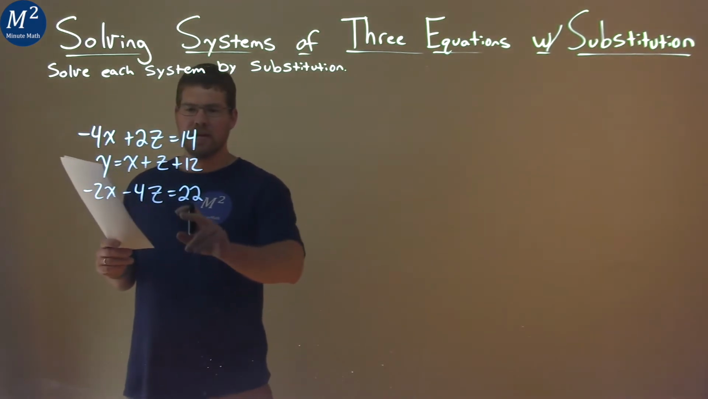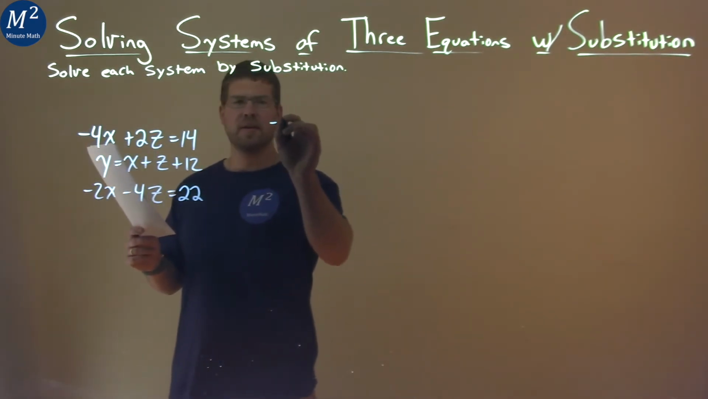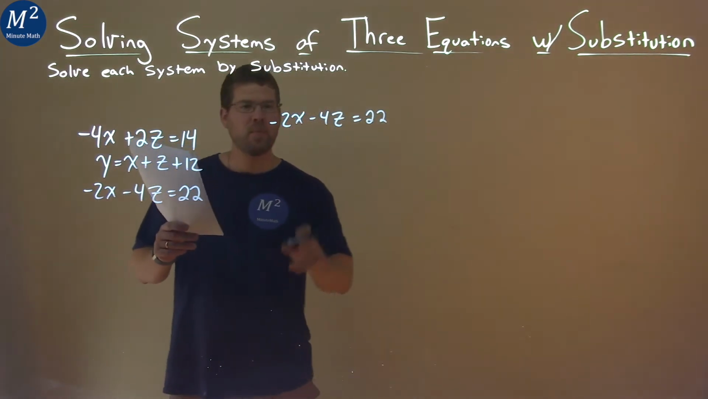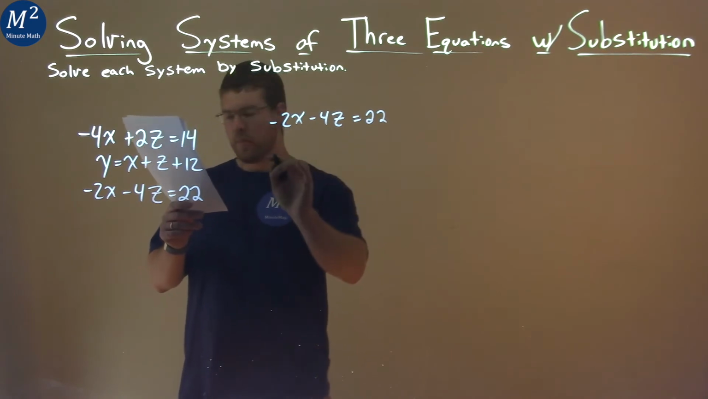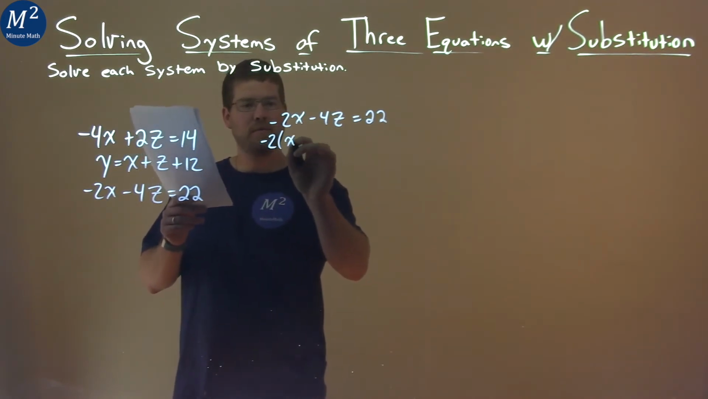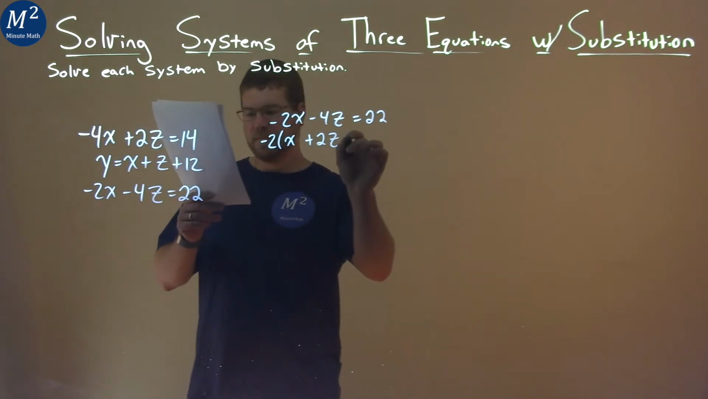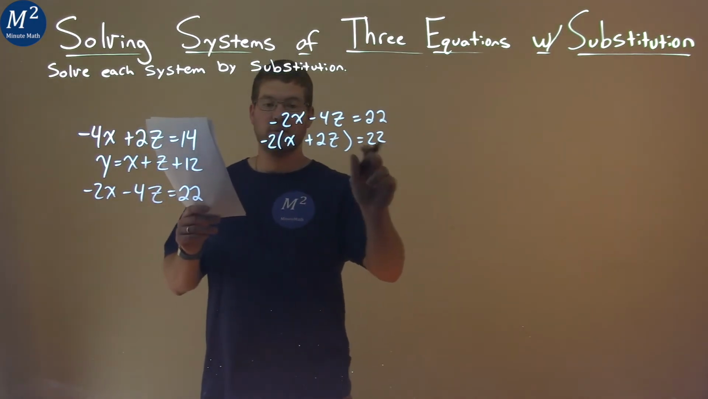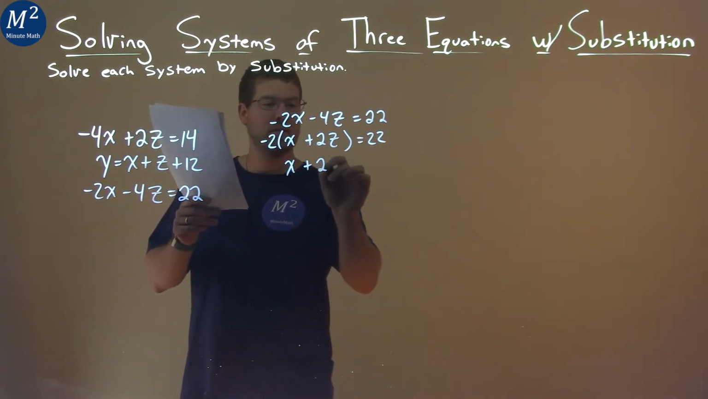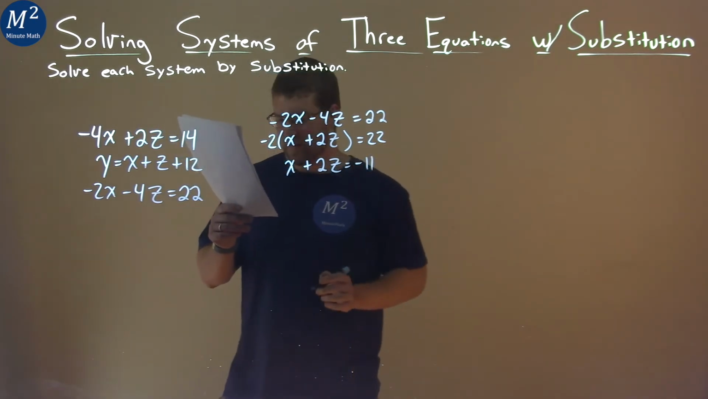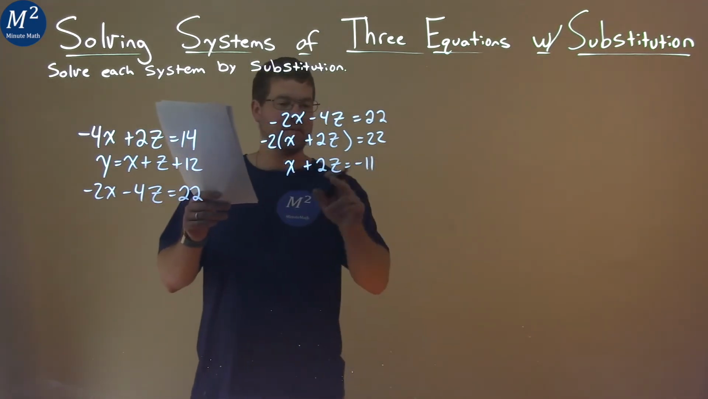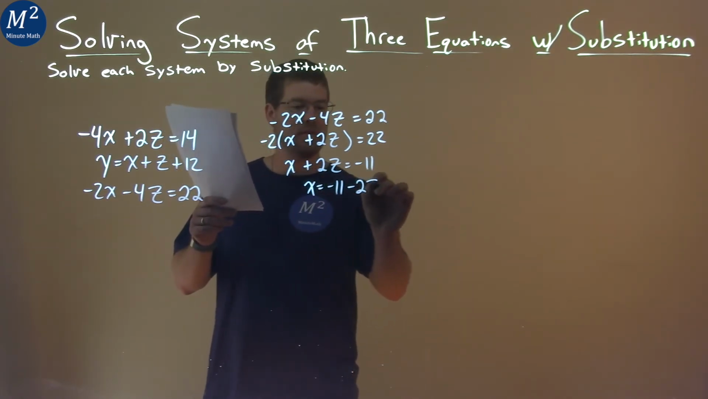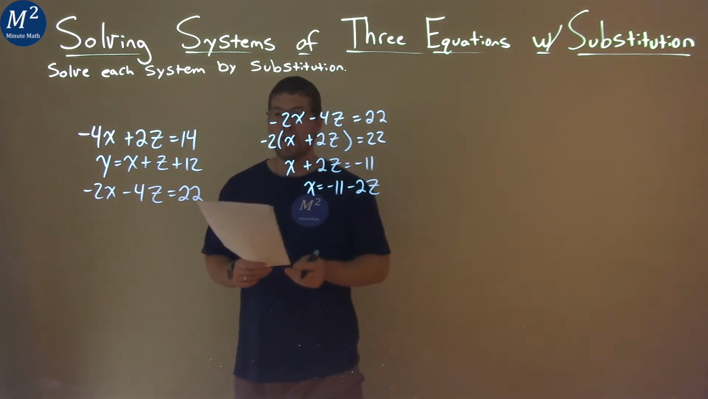One thing I noticed about the last equation, let's rewrite that here. Negative 2x minus 4z equals 22. If I pull out a negative 2 from both parts here, I'm left with a positive x plus a 2z equal to 22. I now can divide negative 2 to both sides, and x plus 2z equals negative 11. From there, I get x by itself, subtract 2z from both sides, and x equals negative 11 minus 2z. Well, where can that be helpful?